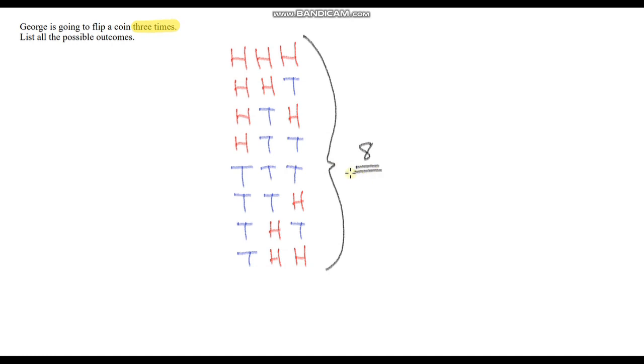So if you did get 8, well done. But again, let's think about why there are 8. Remember, there's 3 flips, and on each flip, there are 2 possible outcomes. You could get heads or tails on the first flip, heads or tails on the second flip, and heads or tails on the third flip. So we're just going to do 2 times 2 times 2, and that does indeed give us 8.